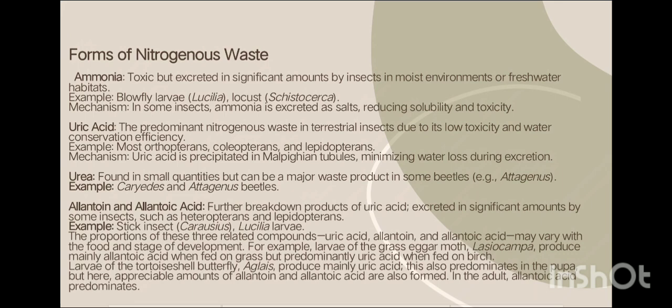The second one is uric acid, the predominant nitrogenous waste seen in terrestrial insects, because of its low toxicity and water conservation efficiency. We know that terrestrial insects should be in a water-conserving mode so that they do not become water deficient, so to conserve water they release it as uric acid. Examples are orthopterans, coleopterans, lepidopterans, etc.